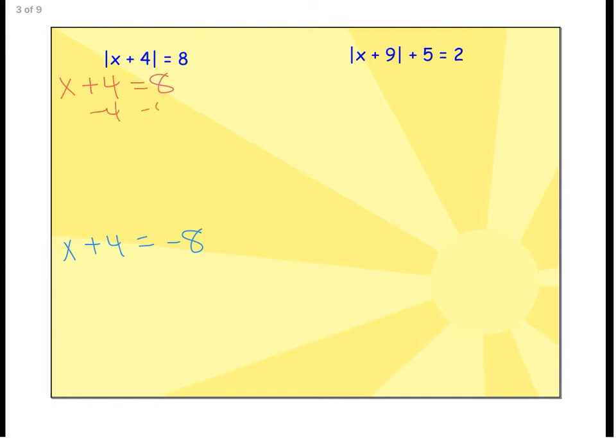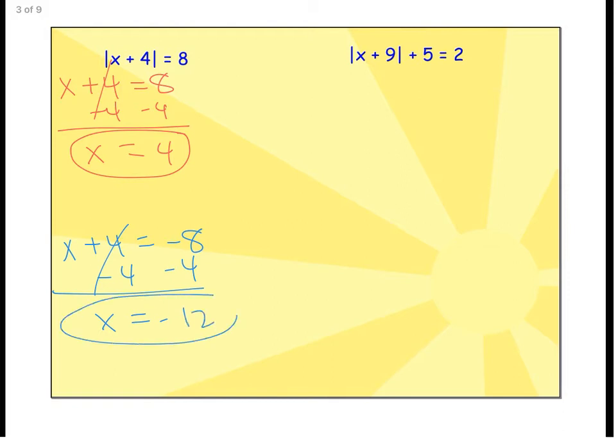Here I would subtract 4, and I get x is equal to 4. That's one solution. Subtract 4 here, and that's my second solution. So both of these are solutions to that absolute value equation.